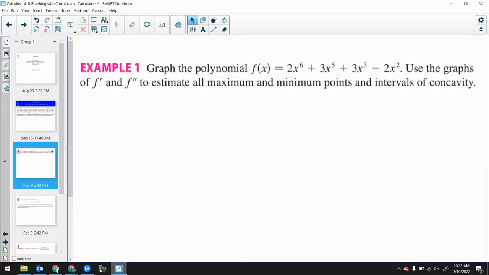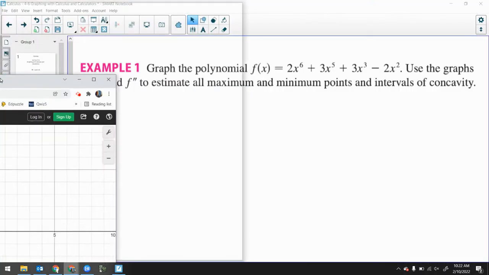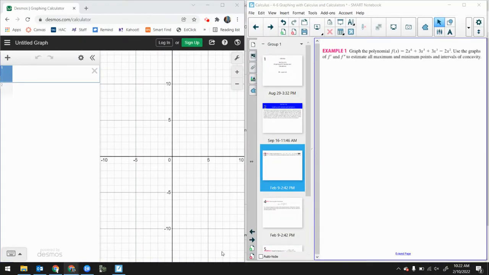Graph the polynomial f of x. Use the graphs of f prime and f double prime to estimate all maximum and minimum points and intervals of concavity. So basically, do all of the work, but start with the graph. Okay, so let's just graph it and see what happens. I'm going to split screen this here. I'm going to hide this.